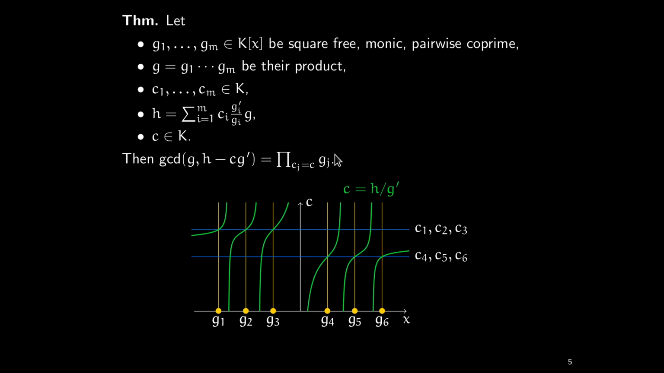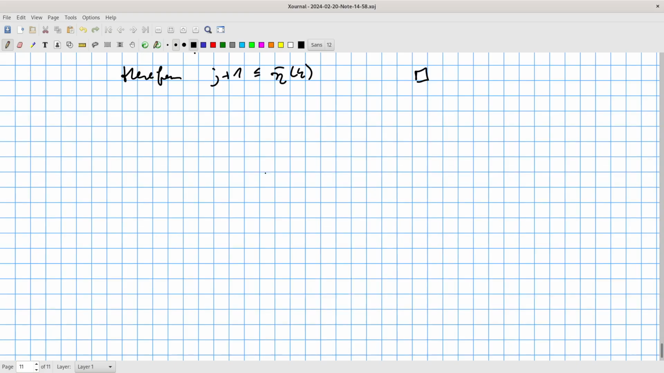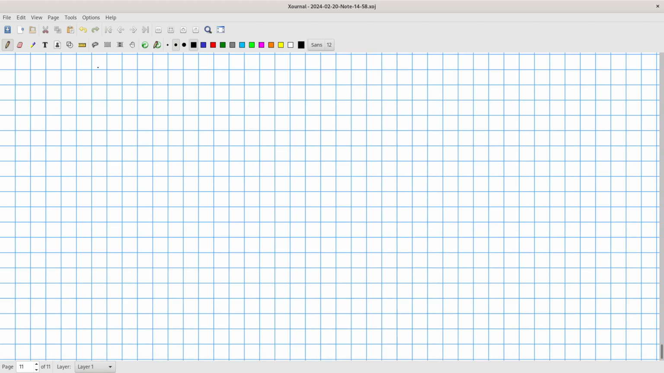It says that the product is the product of all those g's where the corresponding c in this linear combination matches the prescribed c. So that's an attempt to illustrate this theorem. I don't know if it was helpful or not. In any case, of course, this is not a proof of anything. Let's prove this, and maybe that will also help to make this a bit clearer. So here's a proof.